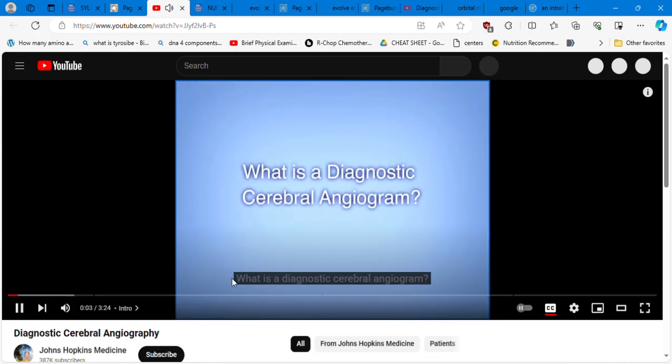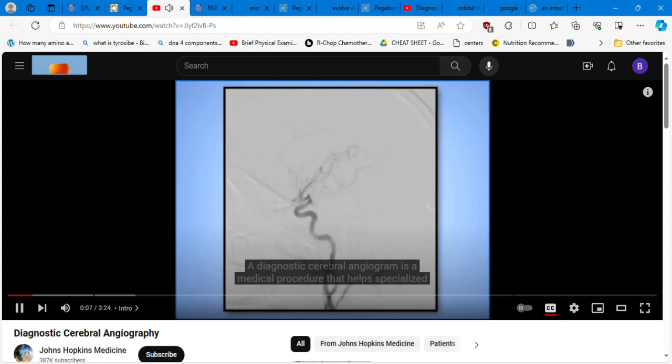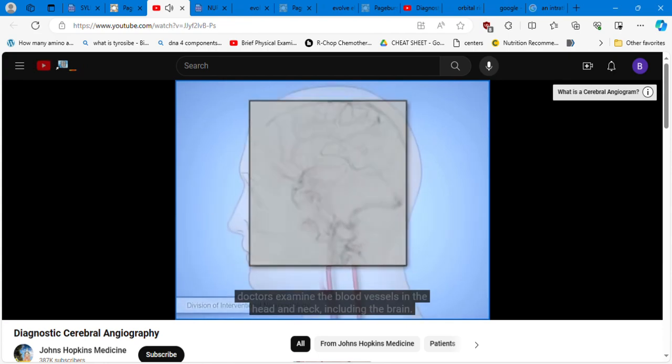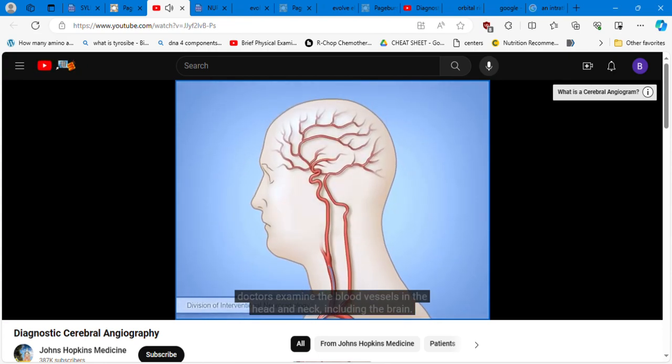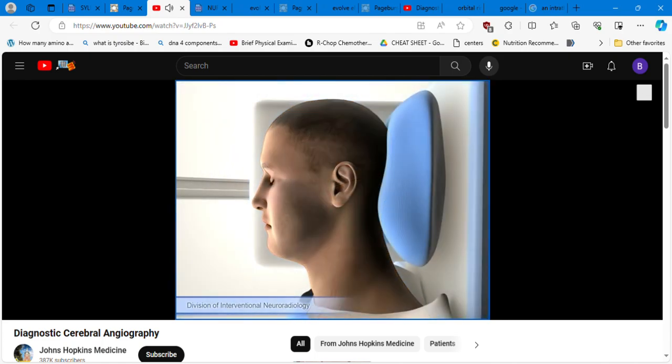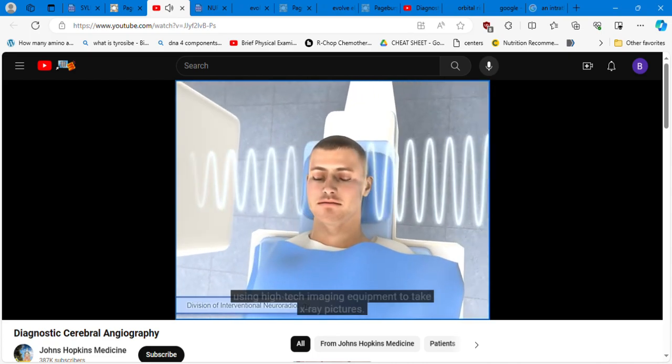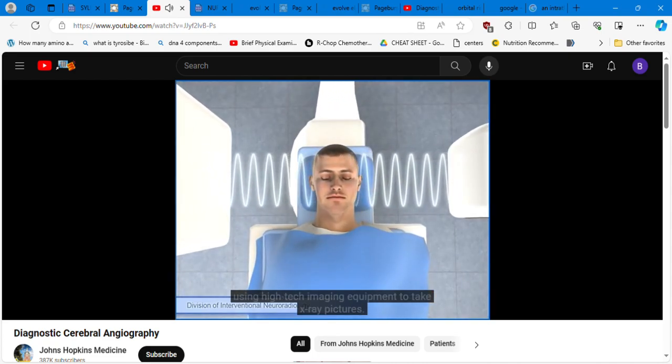What is a diagnostic cerebral angiogram? A diagnostic cerebral angiogram is a medical procedure that helps specialized doctors examine the blood vessels in the head and neck, including the brain. These doctors are able to examine blood vessels using high-tech imaging equipment to take X-ray pictures.